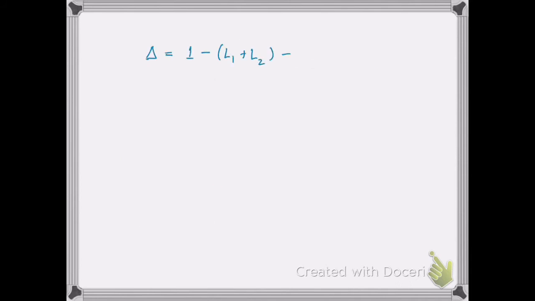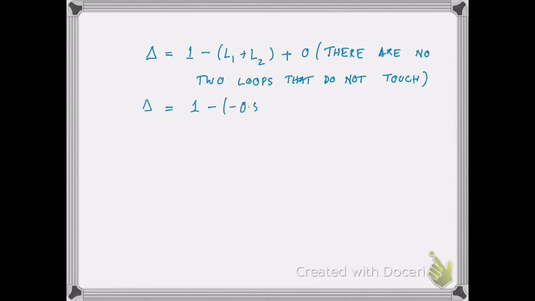Now we write down what delta is. Delta is 1 minus L1 plus L2, plus 0, because there are no 2 loops that do not touch each other. So the rest of the terms are all 0. We put in the terms, so you get delta is 1 plus 0.5 G2 plus G1 G2.